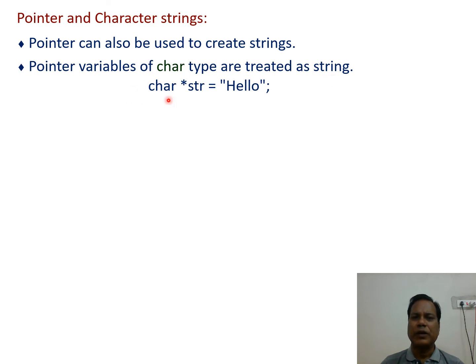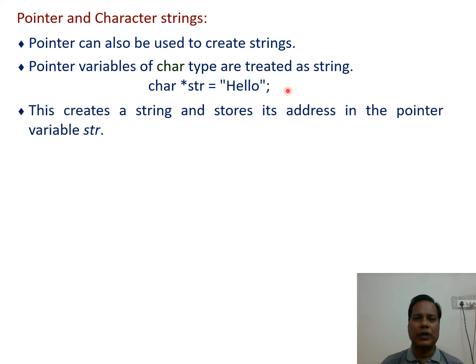So in this example, char is the character type of the data, and the asterisk indicates that this is a pointer variable. str is the name of the pointer variable that can store character type data. The string is assigned to this pointer variable str by writing it within double quotation marks, with a semicolon at the end.